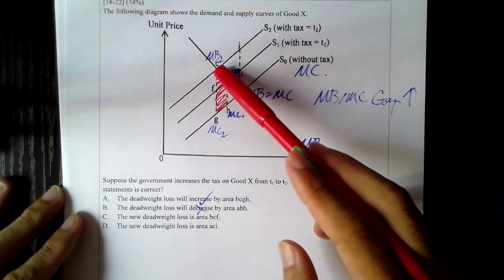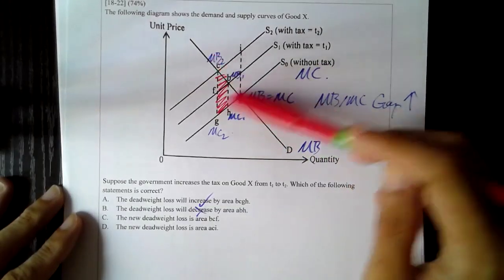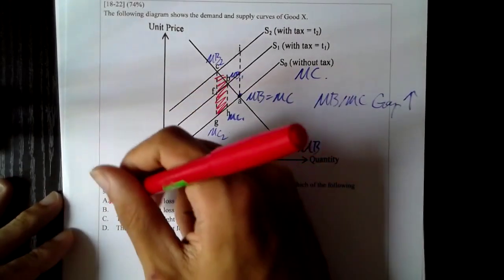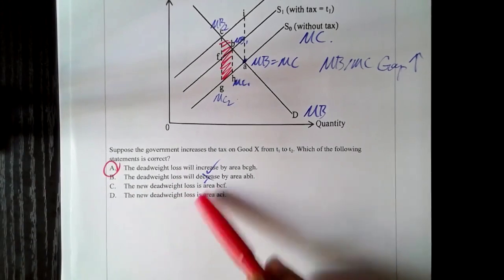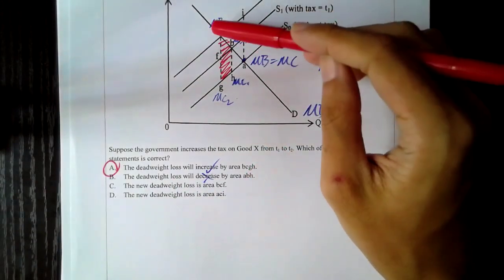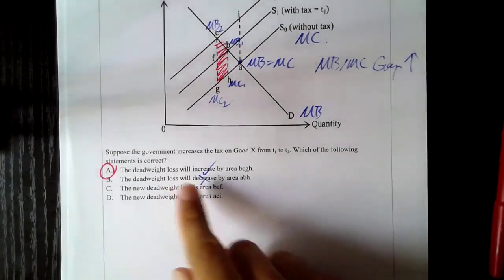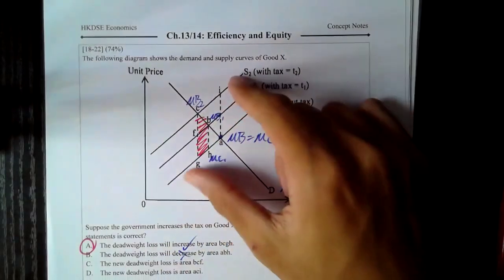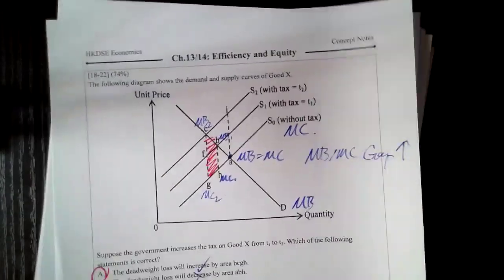You see, it's correct, right? The deadweight loss used to be this guy, now is this guy. So the extra deadweight loss is right here. A is the correct answer. Okay, then the new deadweight loss should be ACG, right? None of it is correct, okay? So A will be the answer. So again, sometimes we use the easier method to be able to answer these questions.